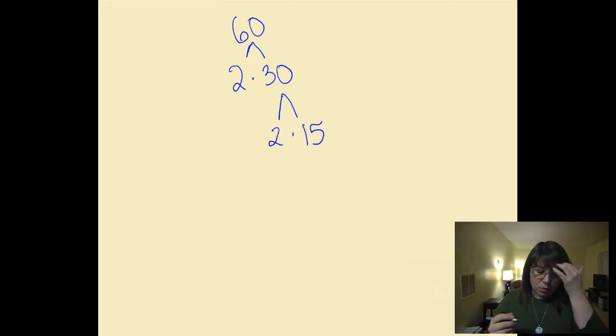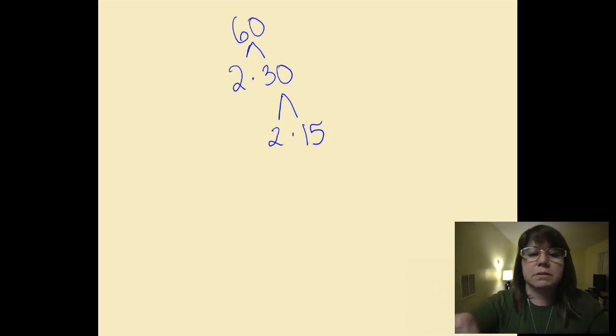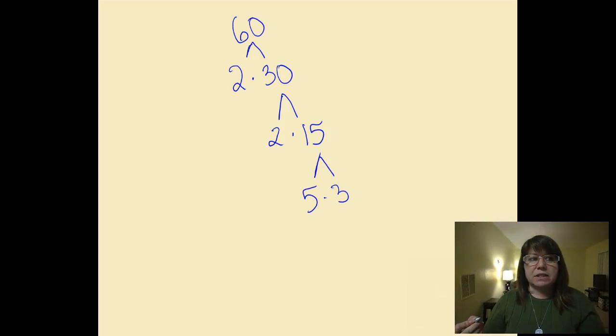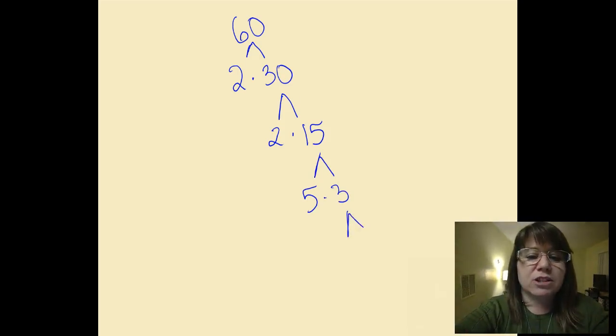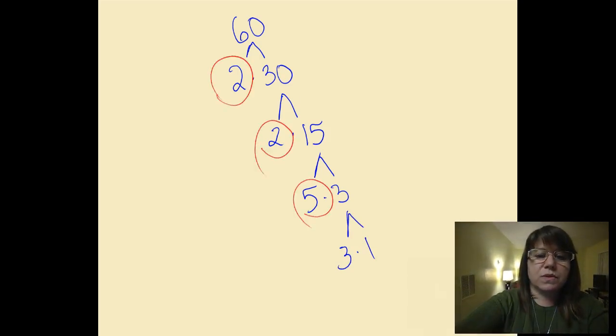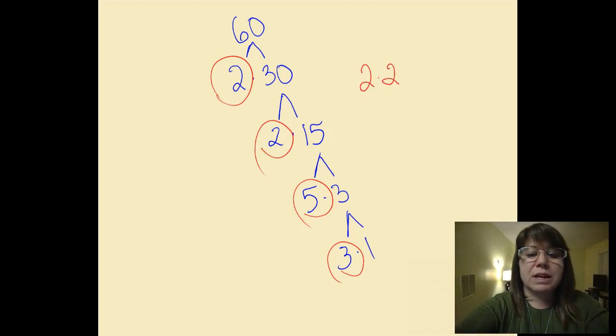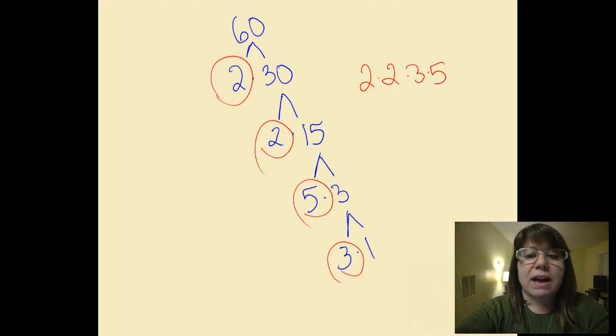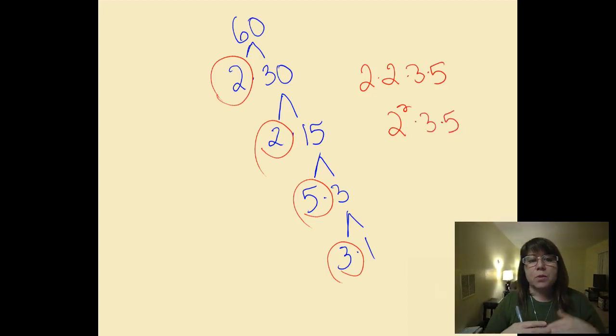And I have to stop and think, well, is 15 a prime? No, it's not. It's 5 times 3. So I can say 5 times 3, and then 5 is prime, but 3 is also prime, so I can just finish it off by saying 3 times 1. So my primes are 2, 2, 5, and 3. Now I like to reorder it from small to big: 2 times 2 times 3 times 5. That's the same thing as 2 squared times 3 times 5. So the prime factorization of 60 is 2 squared times 3 times 5.